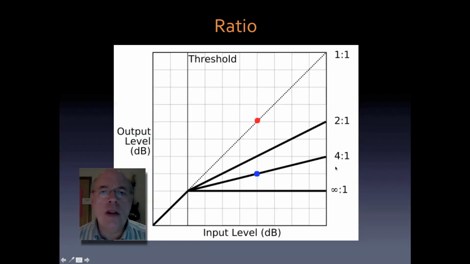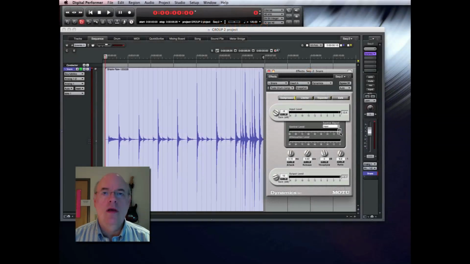And if we want to know what limiting is, what that means is that no matter how high the input signal gets, the output stays at one set level. That's limiting. Now let's take a look at how this works on a real file.